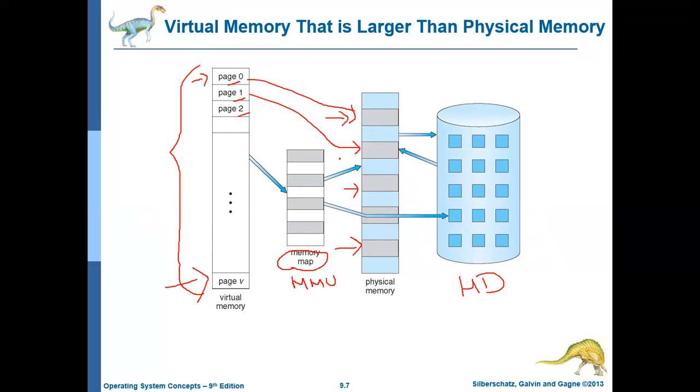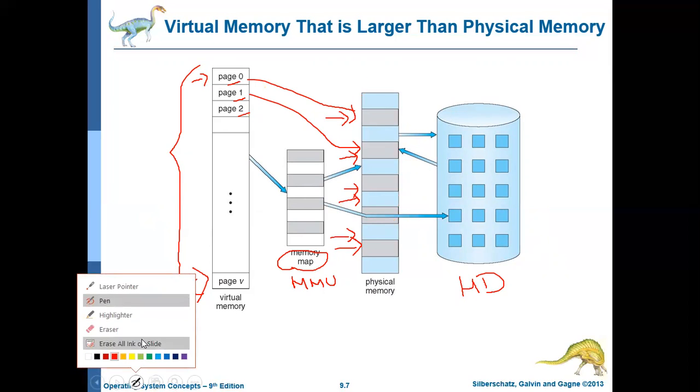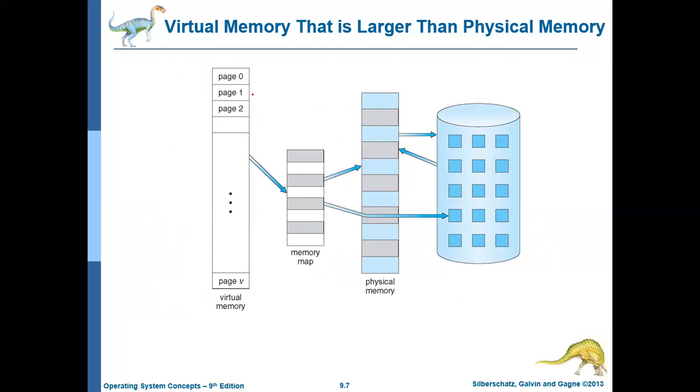Maybe for a particular process, some 10 pages may be loaded, or 7 pages may be loaded. These 7 pages will execute, and when other pages are demanded, then they will be loaded. So this is the brief view of virtual memory. You can see the physical memory size is less when compared to the virtual memory. So the programmer feels that we have a huge amount of memory, but that may not be the fact.